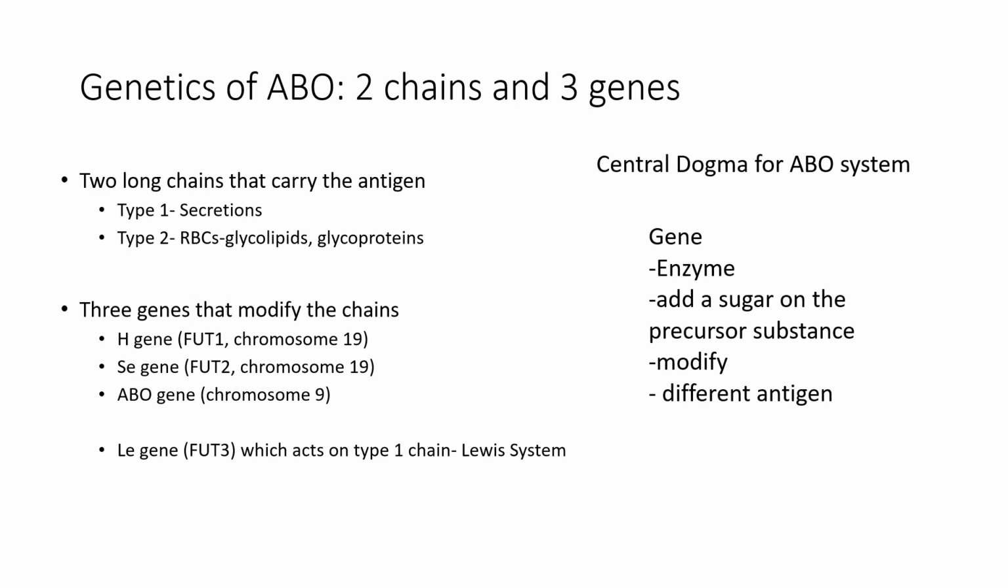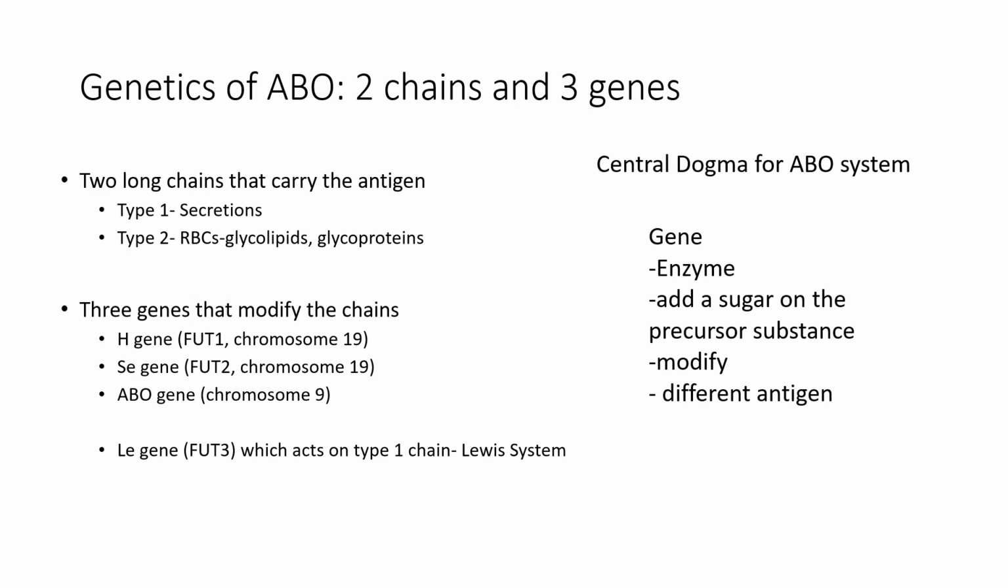So type 1 and type 2, there are two chains. Now what are the genes that act on it? We all remember one thing: fucosyl transferase is the gene. The first gene is fucosyl transferase 1, the second gene is fucosyl transferase 2, and the third gene is fucosyl transferase 3. We can also call them FUT1, FUT2, and FUT3, just to shorten things.